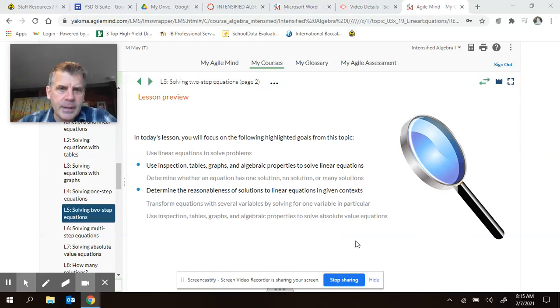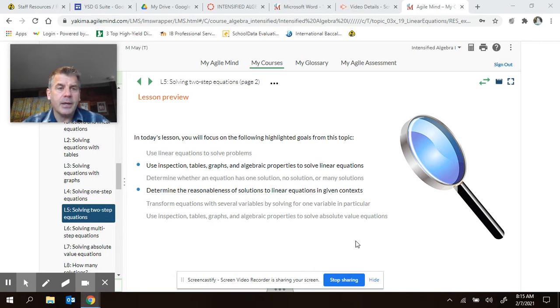Let's move along in lesson 5. Our goals today are to use inspection, tables, graphs, and algebraic properties to solve linear equations. And then they want us to determine the reasonableness of our solutions to linear equations in given contexts. That's that whole notion of being able to estimate: did my answer make sense? And then also we want to be able to move along from there and actually check it.